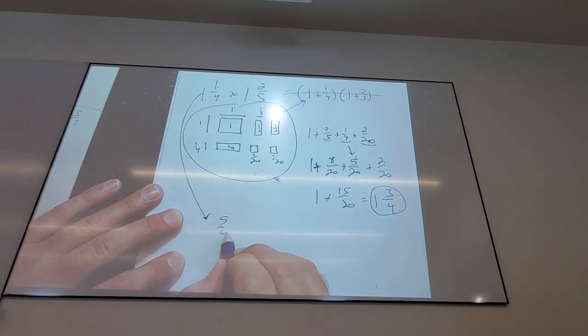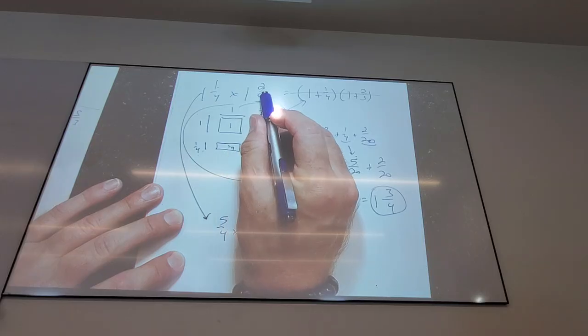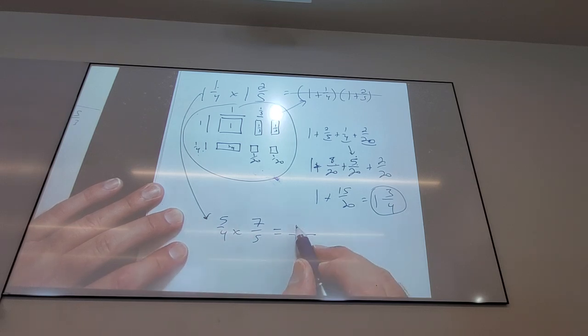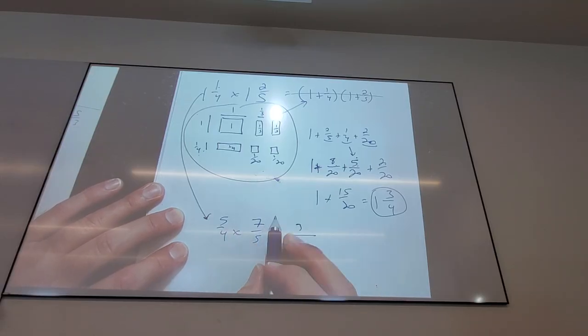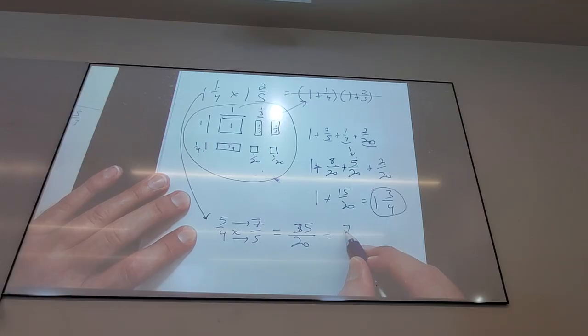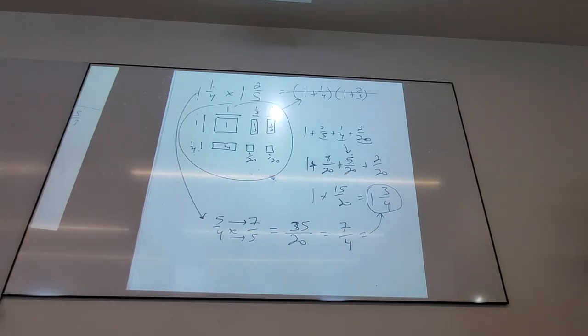Yeah, so it'd be 5/4 times 7/5, yes, which is what? We know how to do this, yes. What would that be? Yeah, 35/20 is what goes into both of those. 7/4. Yeah, okay. So it checks.